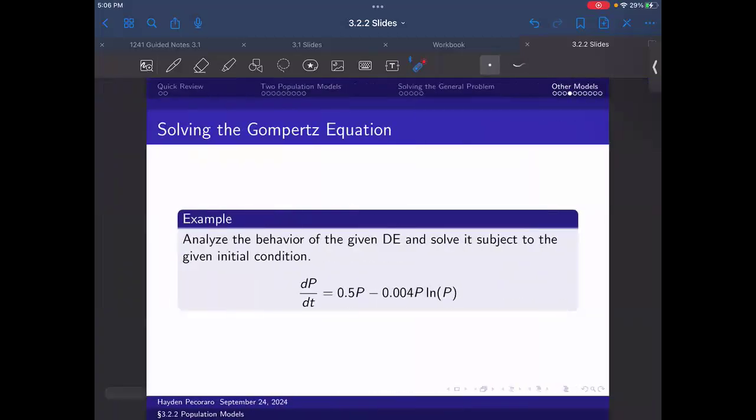So, solving the differential equation, here's an example. And again, in the interest of time, I'm just going to do this one. We want to analyze the behavior of the given DE and solve it subject to the given initial condition.